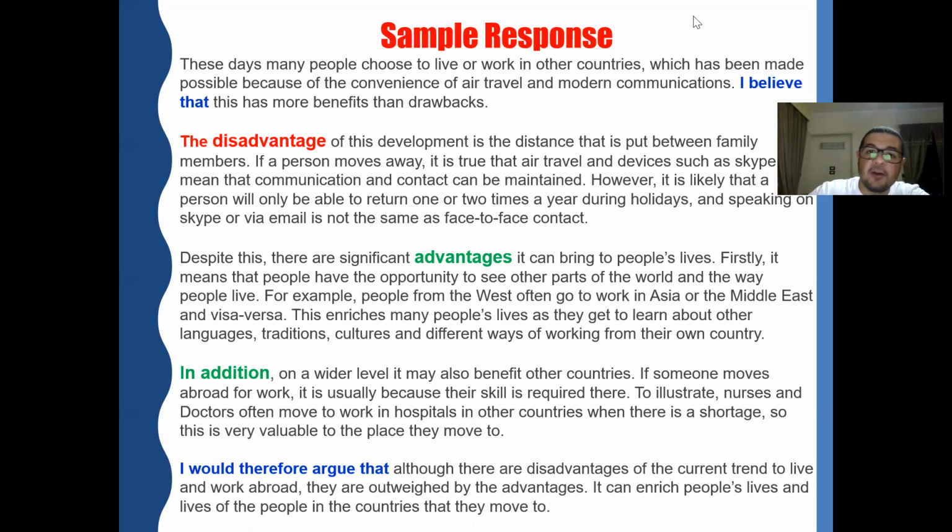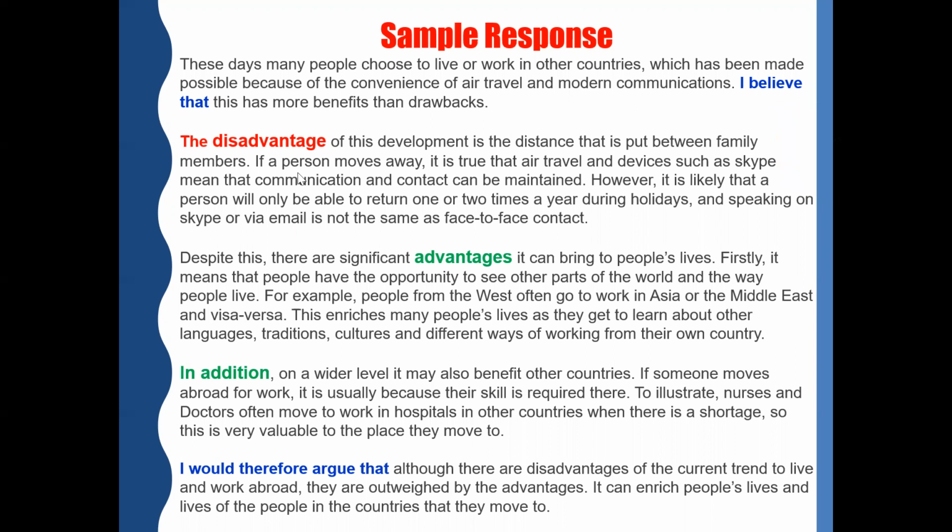Can you tell me how many paragraphs you can see in this essay? How many paragraphs? Five. Yes, we have 5 paragraphs.